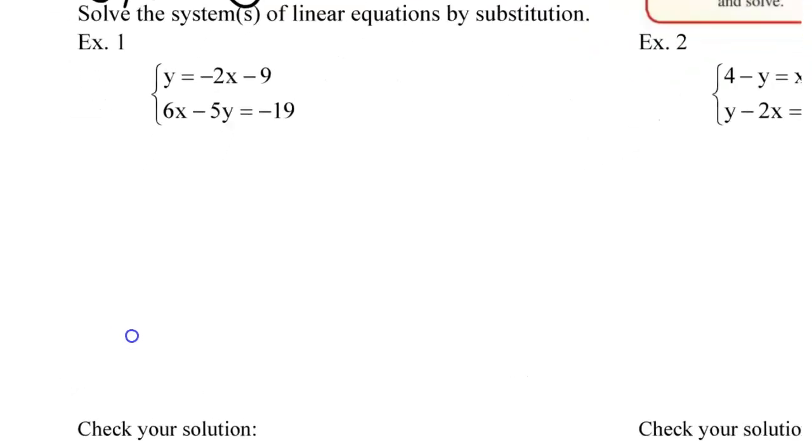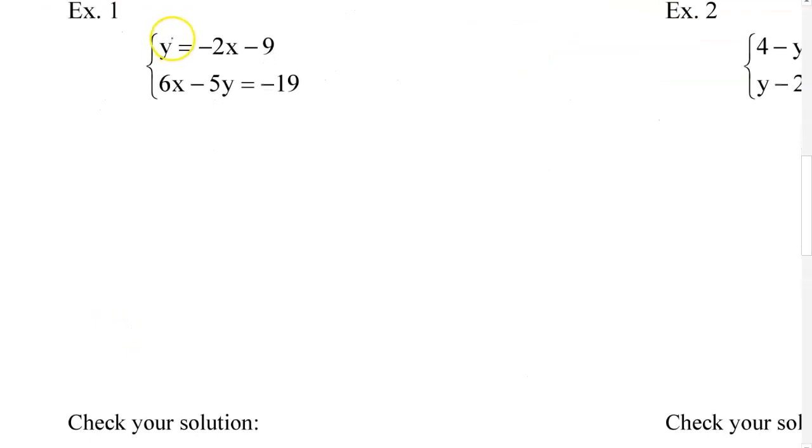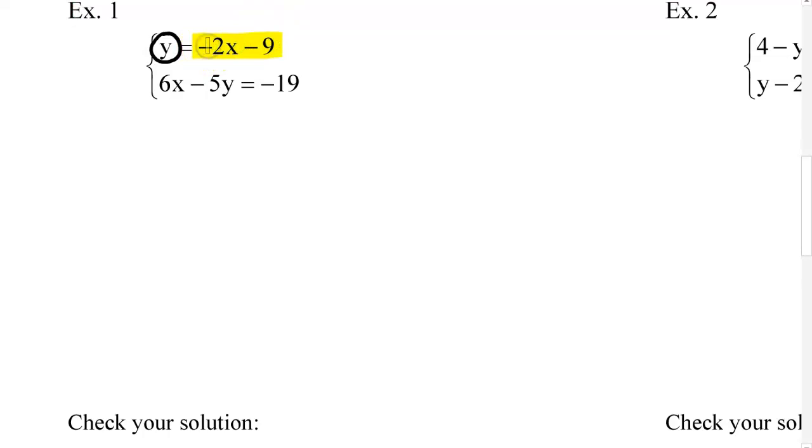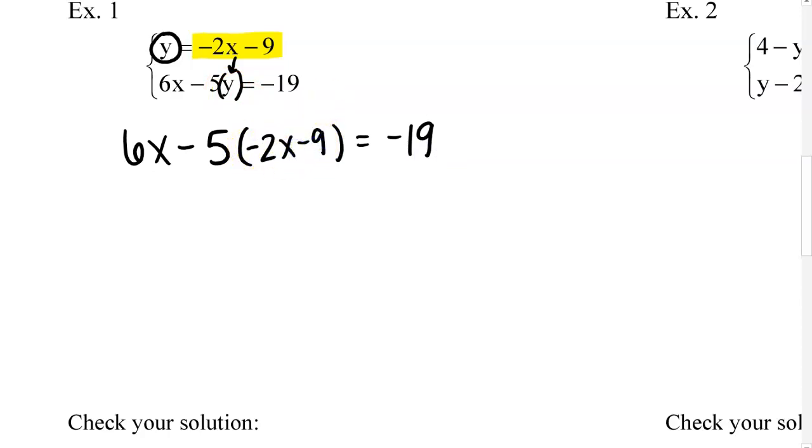So we can see in this first example, we have a y that is completely by itself here. So I'm going to circle this y. The equation is telling me that y is equal to negative 2x minus 9. Since we circled the y, I like to put parentheses around the y in the second equation. That helps remind me that instead of writing y, I'm going to replace it with everything I highlighted in yellow. So I will rewrite my bottom equation, and instead of putting y here in the parentheses, I'm going to replace it with negative 2x minus 9.